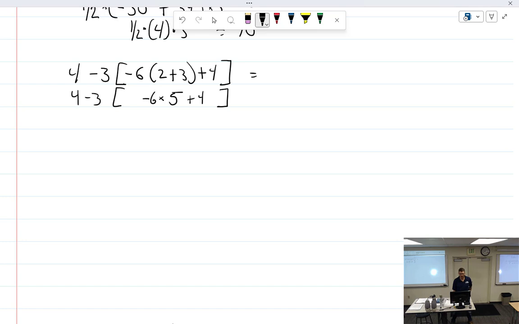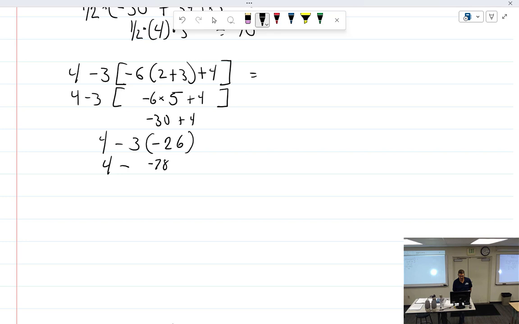So to solve for this, what are we going to do? -6 times 5. -6 times 5 is? -30 plus 4, that is? -26. So I have -26, 3, 4. So now what do we do? Well, it's 3. It's not -3. It's 3 times -26 is? -78.